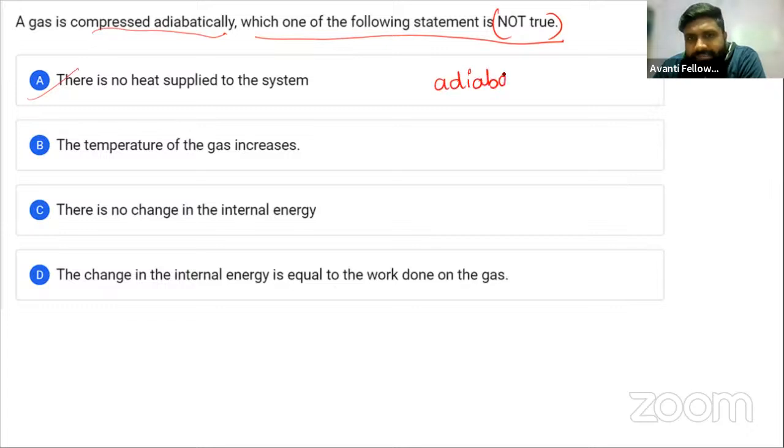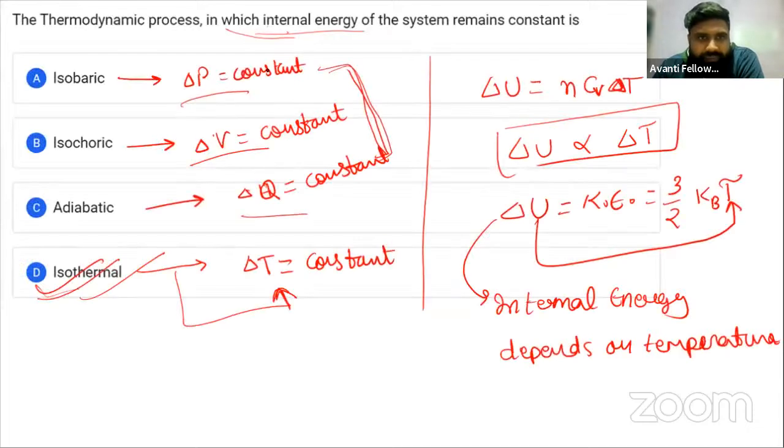Adiabatic is the process here in which the change in heat is equal to constant, or you can say zero, because there is no heat you can give to the system and no heat you can transfer from the system. In this way we can say that the change in pressure is zero, volume is zero, and heat transfer is zero.